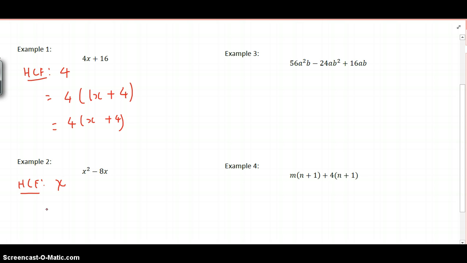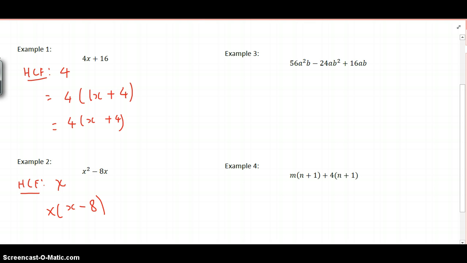So now what we need to do is write that outside of the brackets, and then we go, what is x squared divided by x? So x squared divided by x is just x, and I'm going to go minus because that sign there is minus. And what is 8x divided by x? 8x divided by x is 8. And so there we have our result.